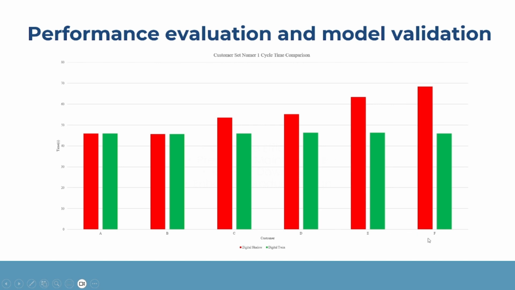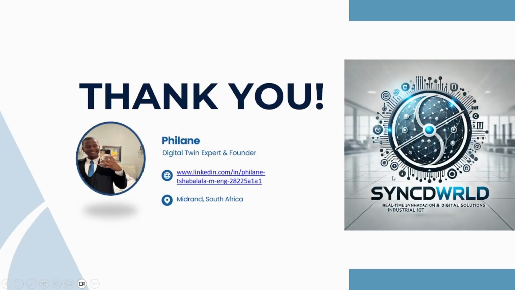So in all, the digital twin was able to reduce the cycle time by about 19% on average as compared to the digital shadow. So thank you very much for getting this far.